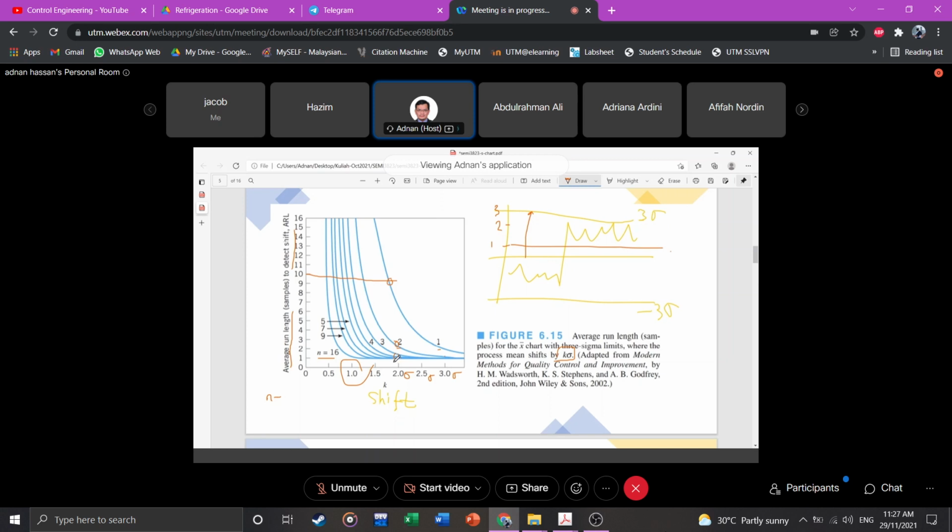It shows that a bigger sample size is faster to detect. If you have only 1, it's going to be delayed in terms of detection. See here, if you have n equal to 2, you can detect at ARL equal to 3. If you have n equal to 1, this one, you need 10 points to detect. Delay. But if your sample size is 16, you're going to detect very fast. Understand or not? How the sample size influences the speed of detection of out of control.